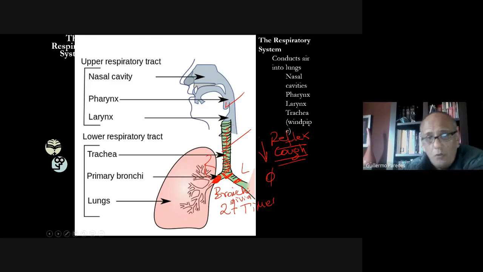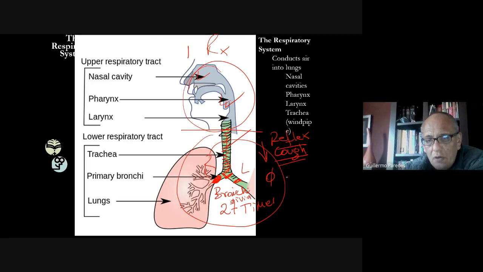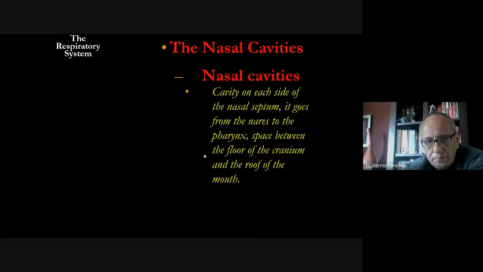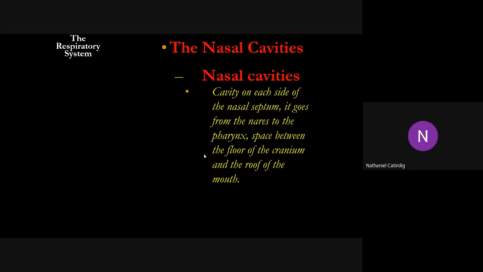Why is it important to know the upper and the lower respiratory tract? Because the treatment is different. With the upper respiratory tract, you have sinusitis, laryngitis, pharyngitis, and that is a different treatment. But with the lower respiratory tract, mostly it's going to be pneumonias, for example, and the treatment is totally different. Okay?